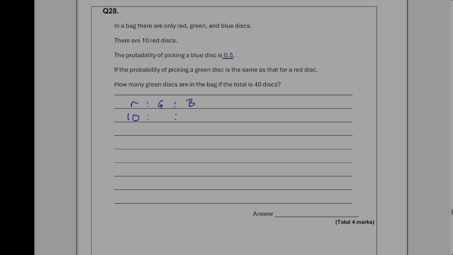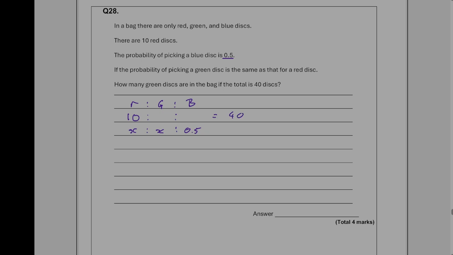Oh, okay. So the probability of picking a blue disc is 0.5, and the probability of picking a green disc is the same as the probability of picking a red disc. So if we're going x and x there, this does work. It's just quite a straightforward question. So how many green discs are there in the bag if the bag total is 40?